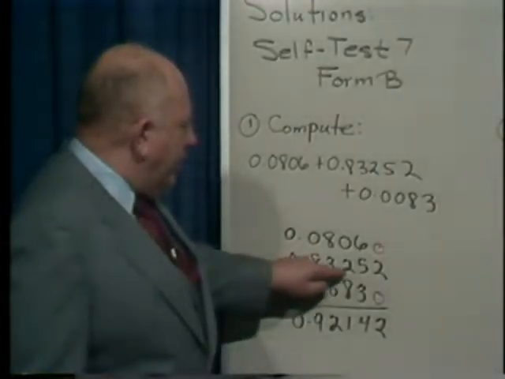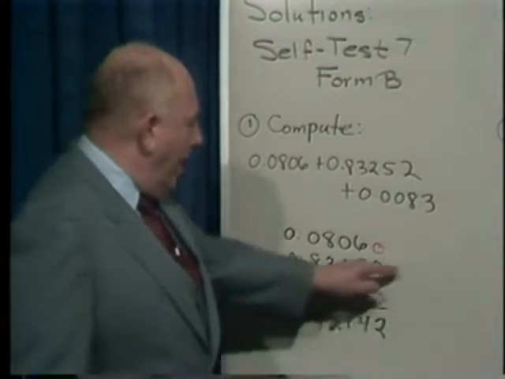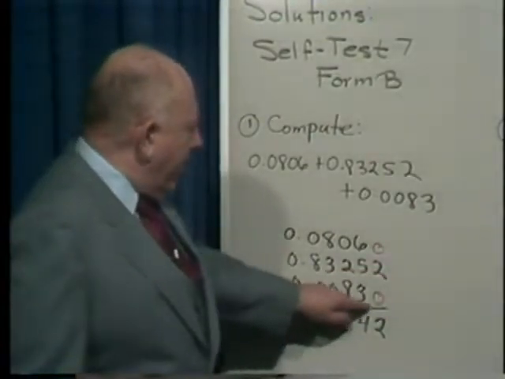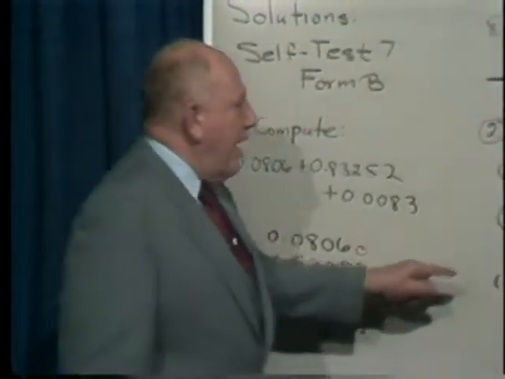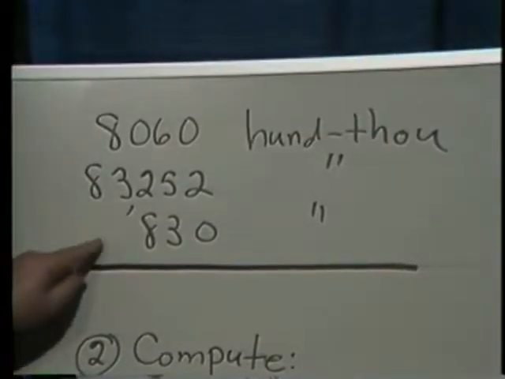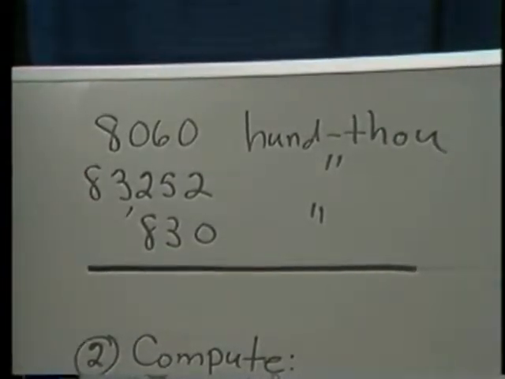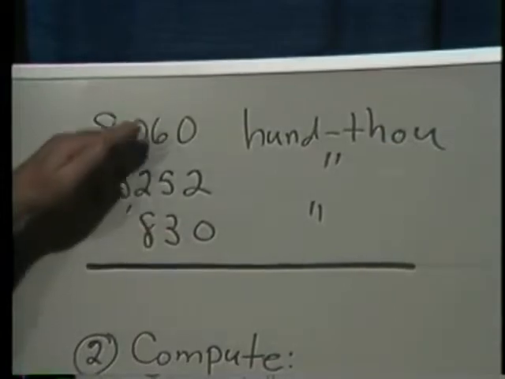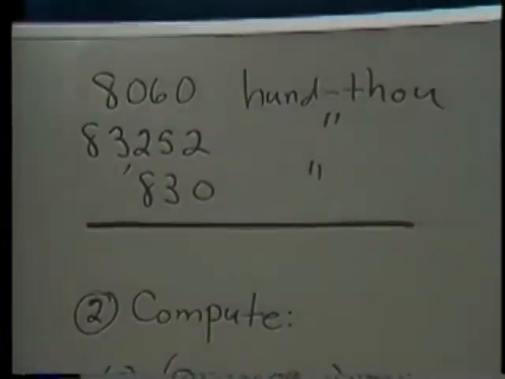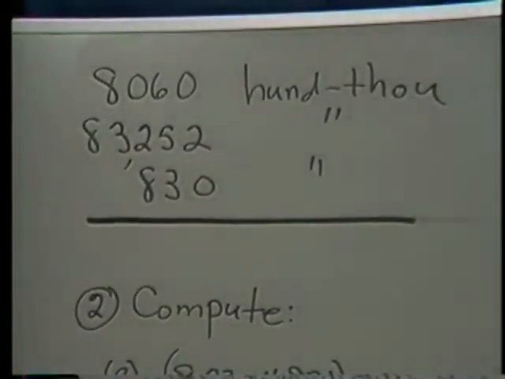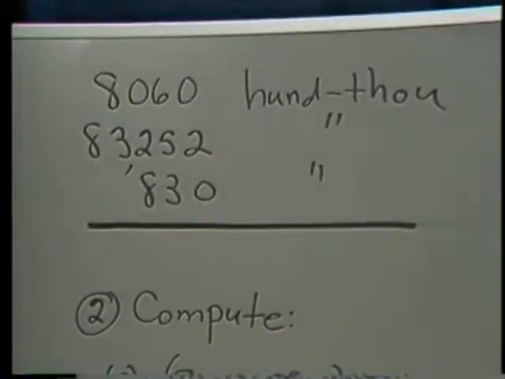And you see, the trick is, if you leave the decimal point out, this number is 8,060 hundred thousandths. This number is 83,252 hundred thousandths. And this number is 830 hundred thousandths. And you see, when we do the problem this way, as long as these numbers are modifying the same noun, we simply add the adjectives and keep the common noun.